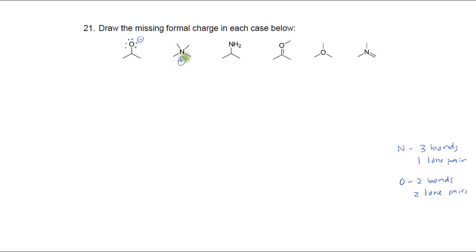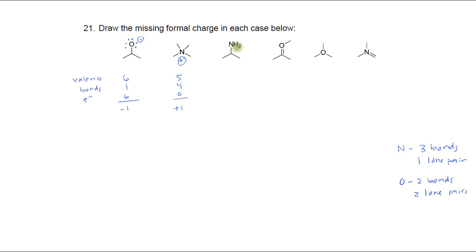And if you wanted to do the math for them, oxygen has a valence of 6. It's making 1 bond. And there are 6 electrons in lone pairs left over, so that makes that -1. Nitrogen is 5. It's making 4 bonds. There's 0 here, so this is +1.